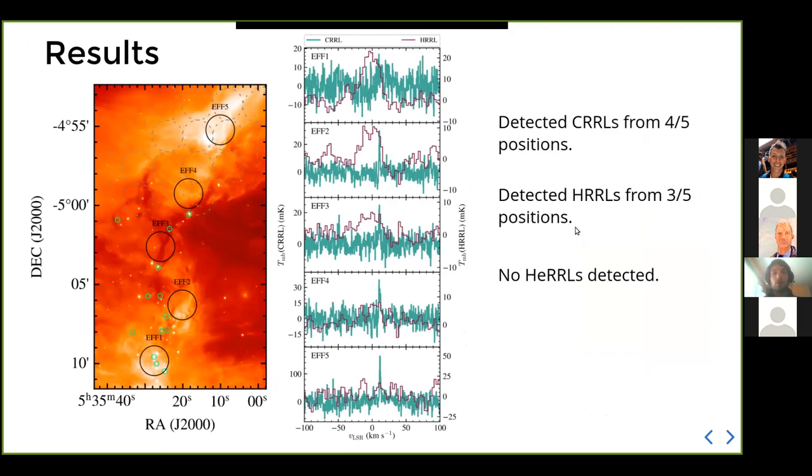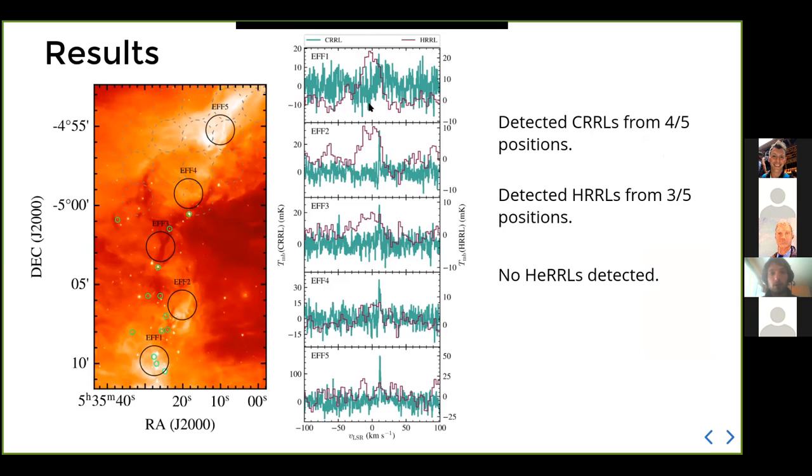So in terms of results, this is how the spectra look like from these 5 regions. Here is Effelsberg 1 up here, so it's inverted, it's down here, and Effelsberg 5 up here, down here. And here in particular, I'm showing the lines from hydrogen and carbon, the recombination lines. These lines are roughly 150 kilometers per second apart, so in one setup of the spectrometer, we get them both.